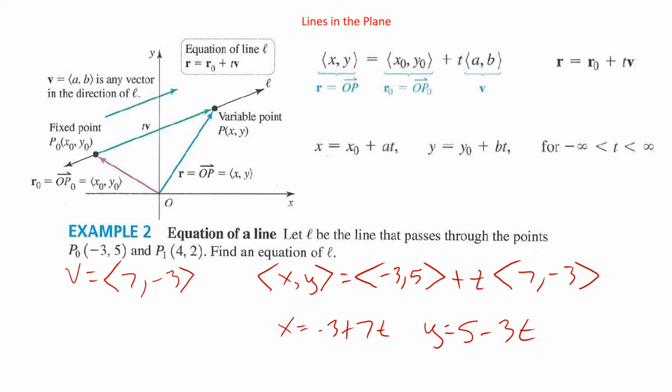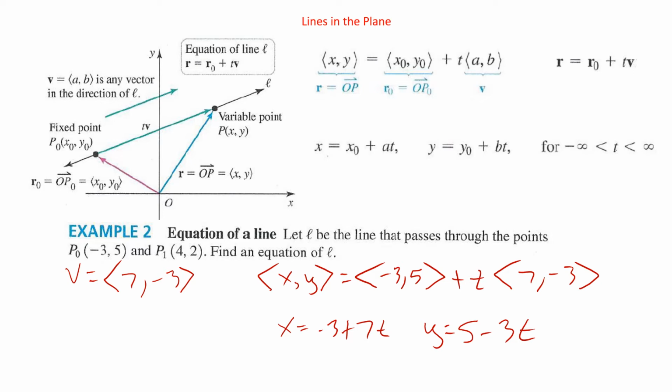What if you accidentally used p1 instead of p naught for the initial point? Absolutely nothing. Remember, lines in parametric equations and also lines in vector form, there's not a unique equation. Just like the point slope form of a line in our regular coordinates. If you start out with a different point that's on the line, your equation's going to look different even though it's describing the same line. So the negative 3 plus 7t could easily be 4 plus 7t and 2 minus 3t. Same thing. It just has a different starting point.